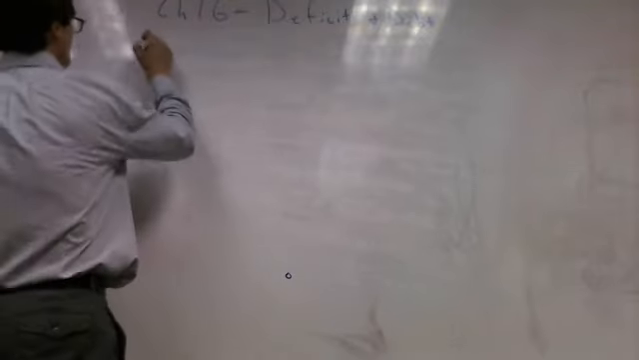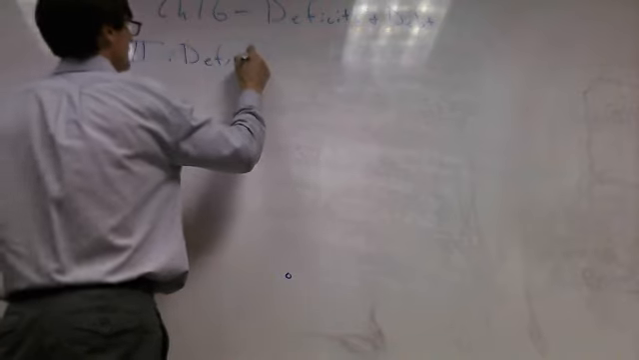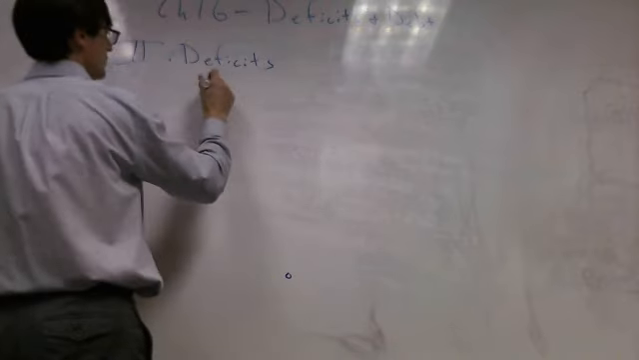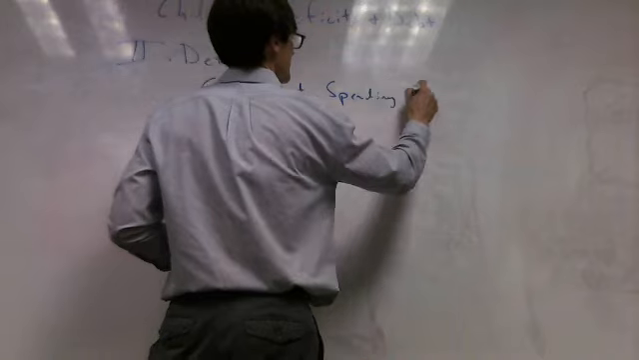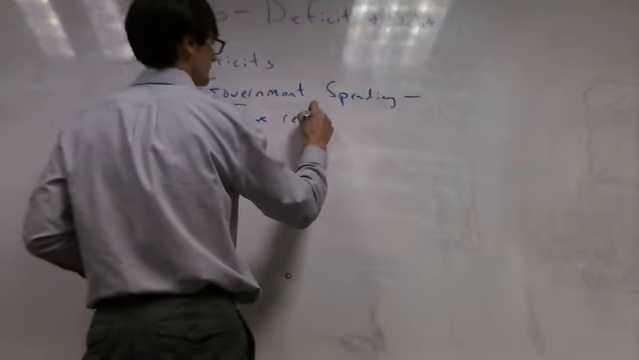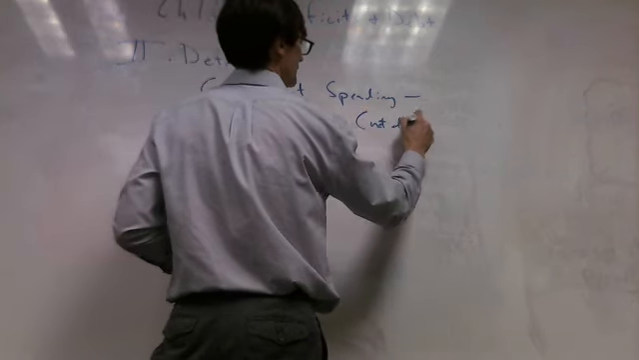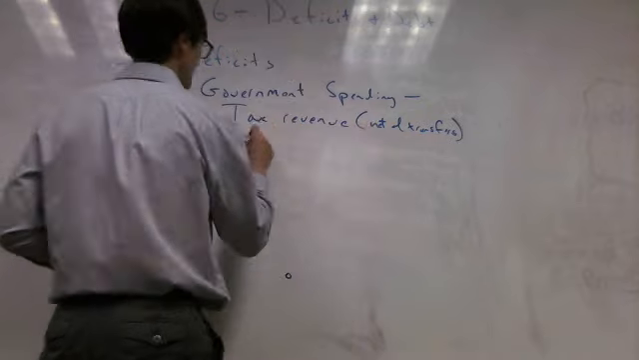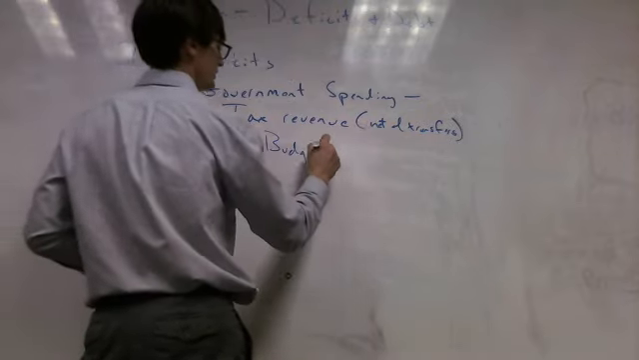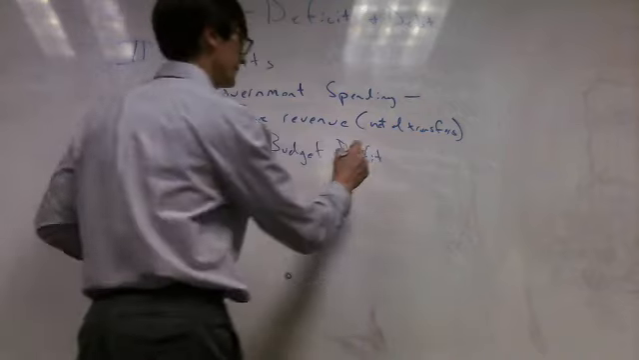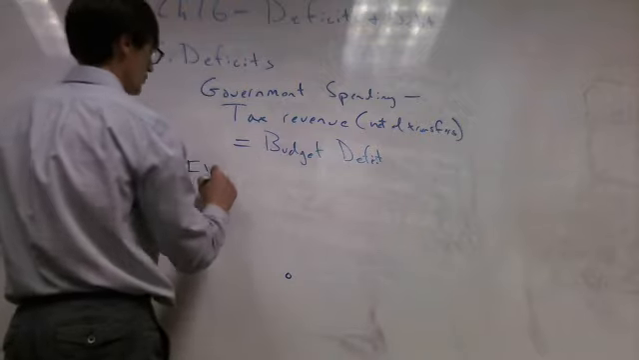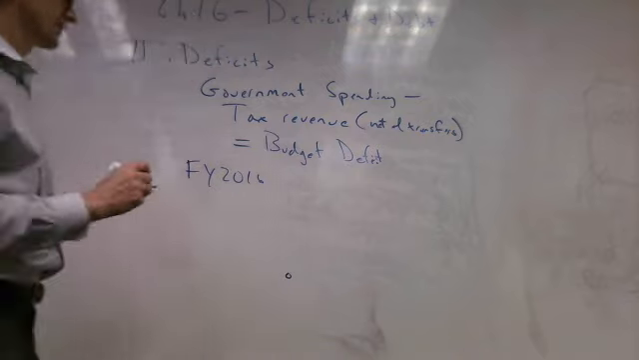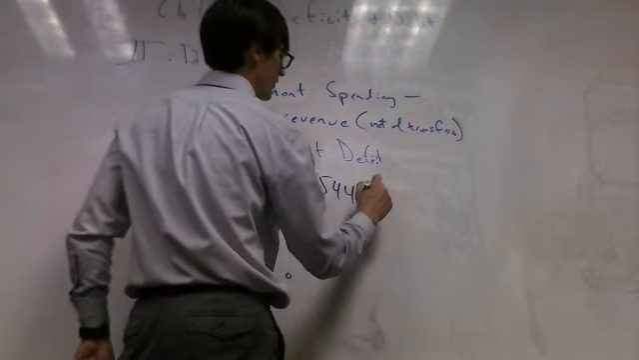Let's just talk a little bit more then about deficits and debt. Like I explained, government spending minus tax revenue, net of transfers, is equal to the budget deficit. Current budget deficit in the United States, estimated for fiscal year 2016, which ends in September, is expected to be $544 billion.